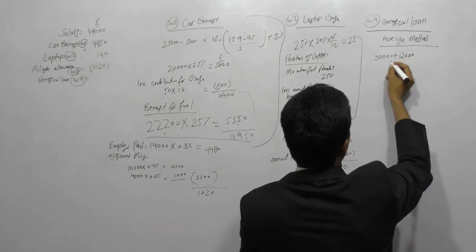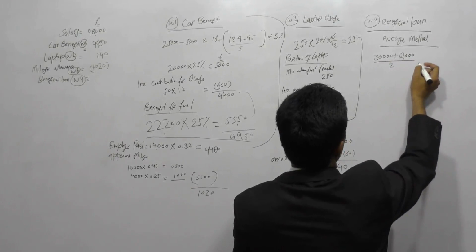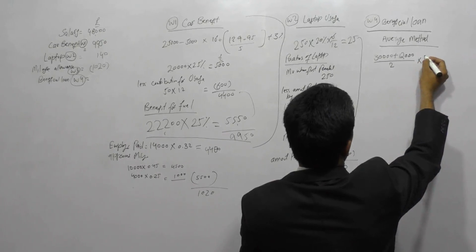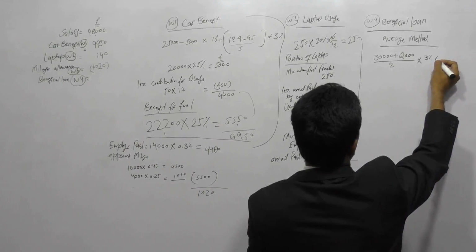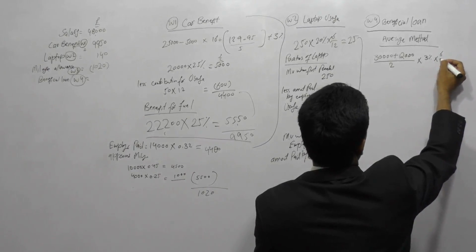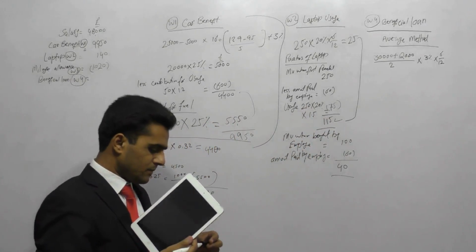So highest loan during the tax year plus lowest loan during the tax year, divided by 2, multiplied by the official rate of interest, which is 3%. And for how many months was it? This was for the 6 months period, so we'll multiply it by 6 divided by 12. Right?